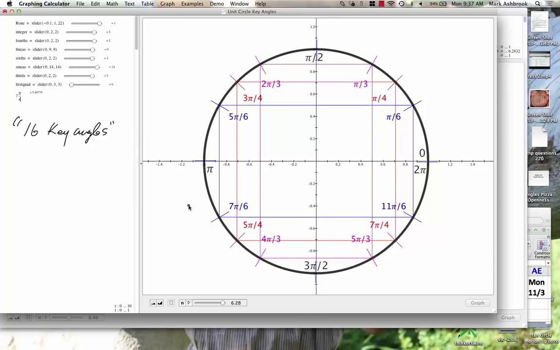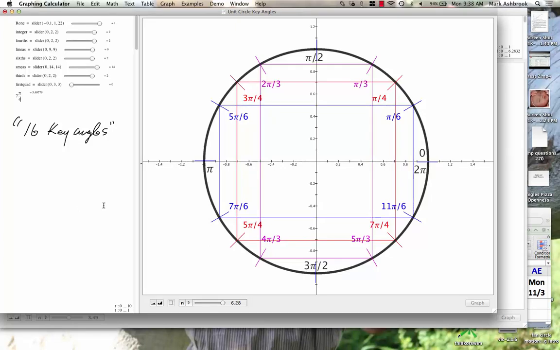Because they break up the quadrants. The pi over 4s break the quadrants in half. And then the pi over 6 and pi over 3 angles break up each quadrant into equal thirds. So we get the 16 key angles. But remember, they're numbers, right? They're not just labels for points or names. They're numbers.